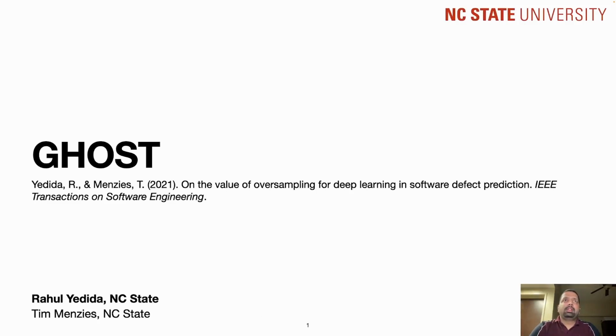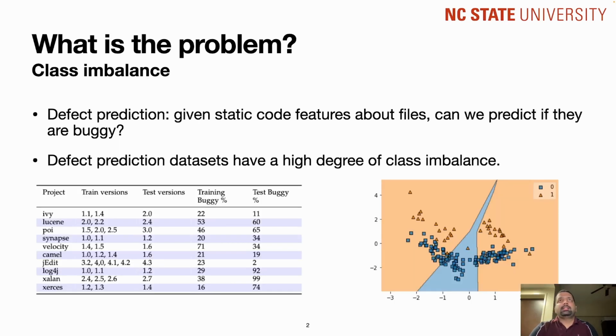This is on the paper on the value of oversampling for deep learning and software defect prediction, published at TSE last year. I'm Rahul Yedida, a PhD student at NC State, and I co-authored this paper with Dr. Tim Menzies. We'll be discussing this in the context of software defect prediction, where you have, in our case, static code features about different files of source code, and we want to predict if a file is buggy or not.